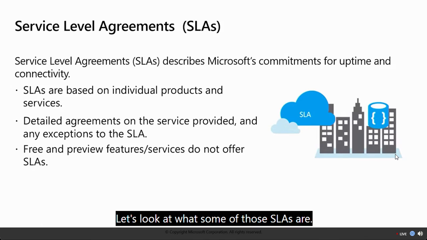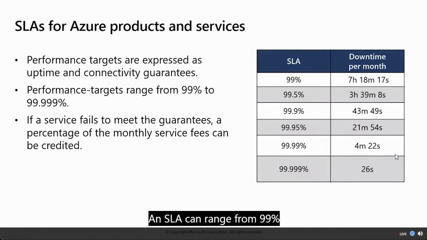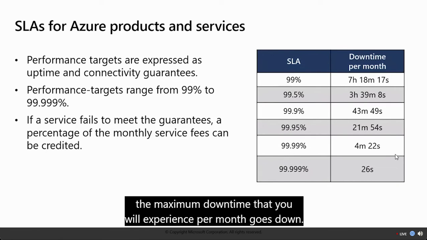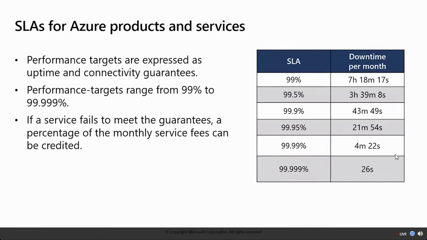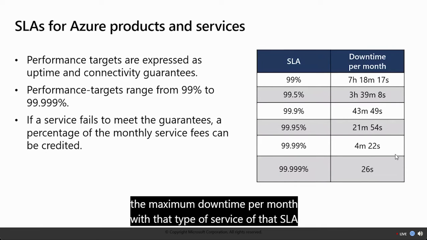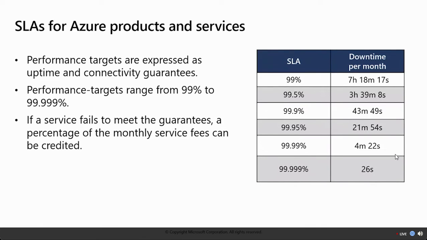So let's look at what some of those SLAs are. An SLA can range from 99% up to what we call 5 nines, 99.999%. And you can see the higher the SLA, the maximum downtime that you will experience per month goes down. Let's just say, for example, what we call 3 nines, that 99.9%, the maximum downtime per month with that type of service with that SLA can be up to 43 minutes and 49 seconds.